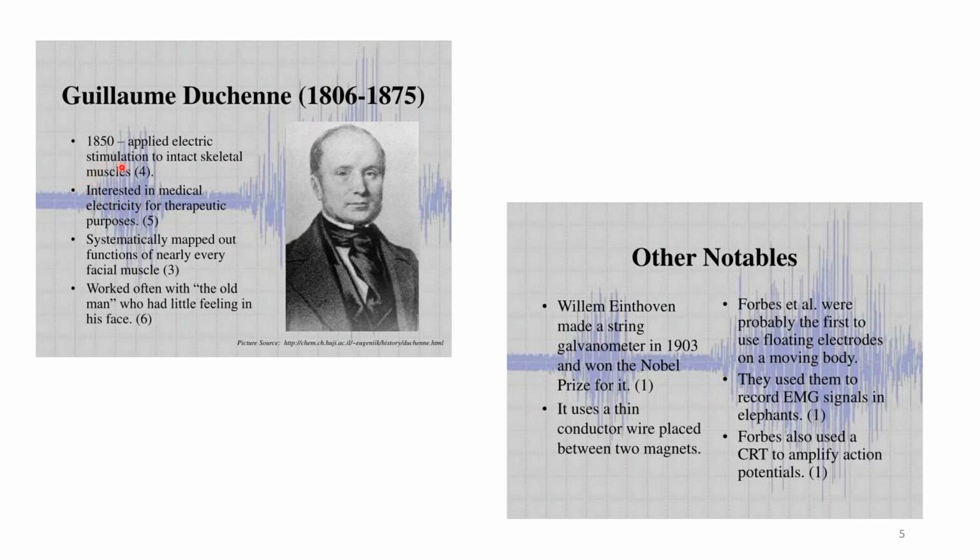Duchenne, in 1850, applied electrical stimulation to intact skeletal muscles and systematically mapped out the functions of nearly every facial muscle. Other notable people are William Einthoven. He made a string galvanometer and won the Nobel Prize for it in 1903. It uses a thin conductor wire placed between two magnets. And all these are also some notables.